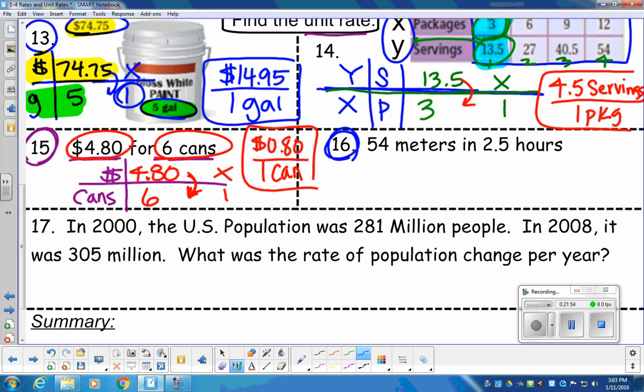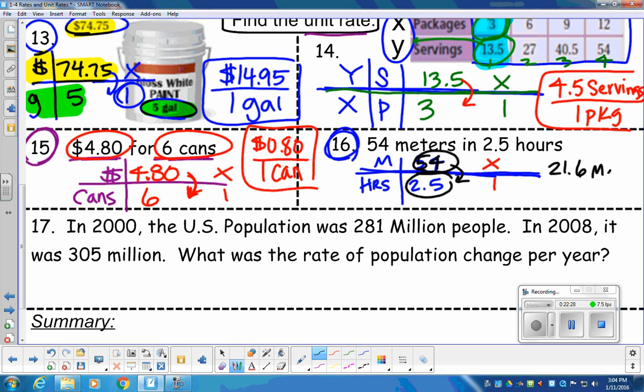Okay, so hopefully you are at least able to try to get it set up with meters on the top and hours on the bottom. Hopefully you have a 54 here and you have a 2.5 there. And now we really want to break it down to how many meters in 1 hour. So I'm trying to go slow a little bit here to see if you can get caught up on that. There's a division happening there to get that unit rate, 54 divided by 2.5. As you start to divide that, you should have 21.6 meters in 1 hour. 21.6 meters in 1 hour.